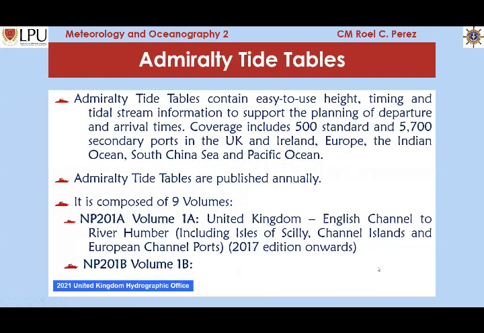Okay, we have also the Admiralty tide tables. As I said before, the Admiralty products are mostly used on board the vessel. So Admiralty tide tables contain easy to use height, timing, and tidal stream information to support the planning of departure and arrival times. Coverage includes 500 standard and 5,700 secondary ports in the UK and Ireland, Europe, the Indian Ocean, South China Sea, and Pacific Ocean.